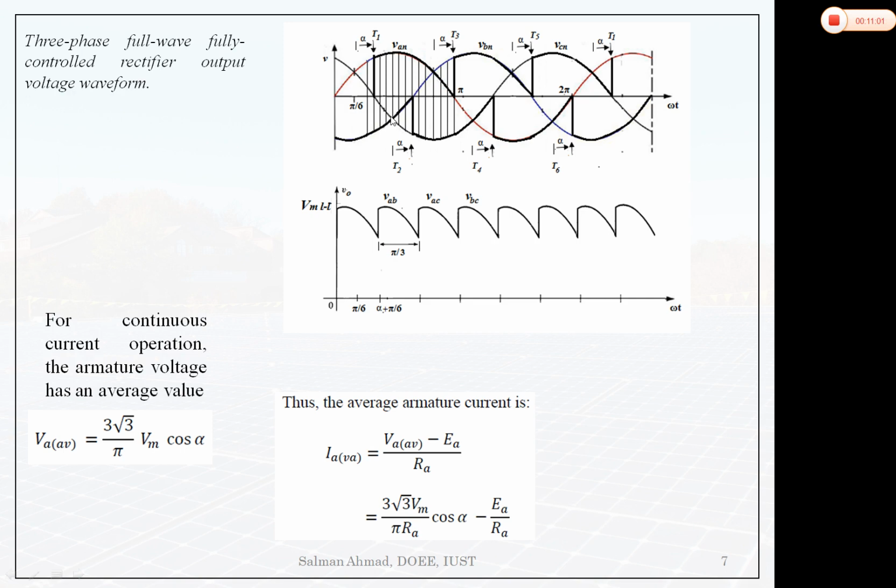Now at this point VCN becomes most negative, but we are giving some delay, that is alpha. So it is triggered at this point now. So this will be the waveform. Okay, so what will be at the output?